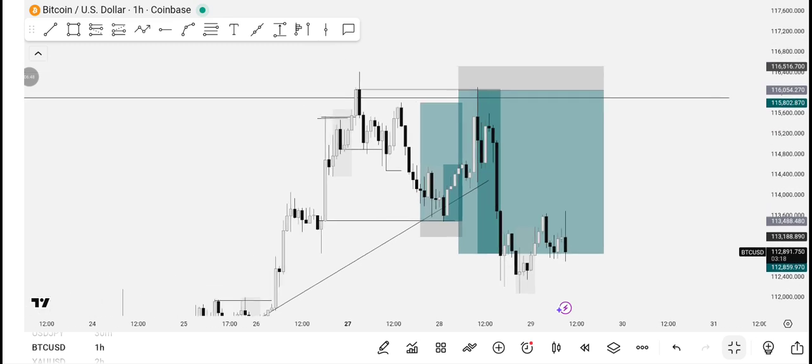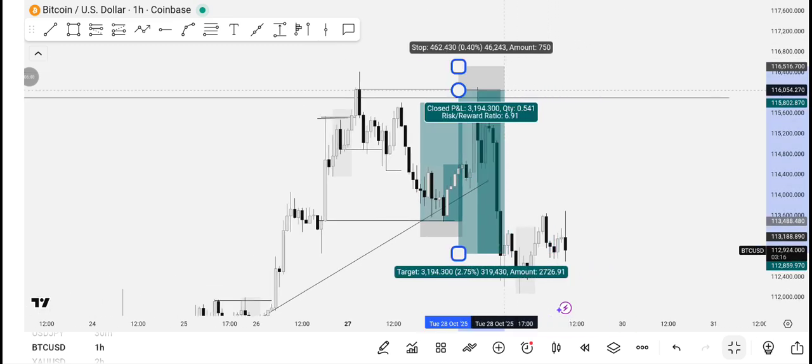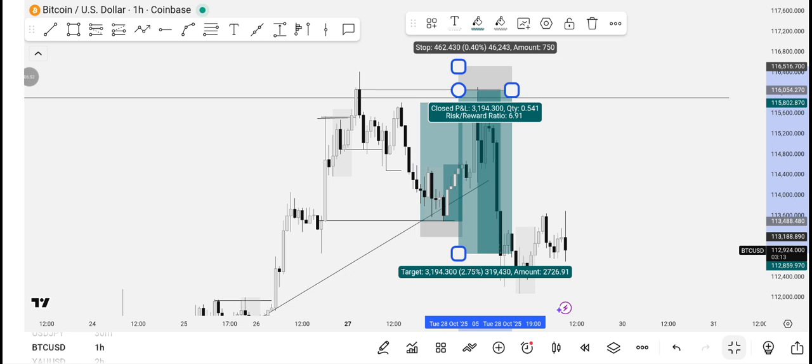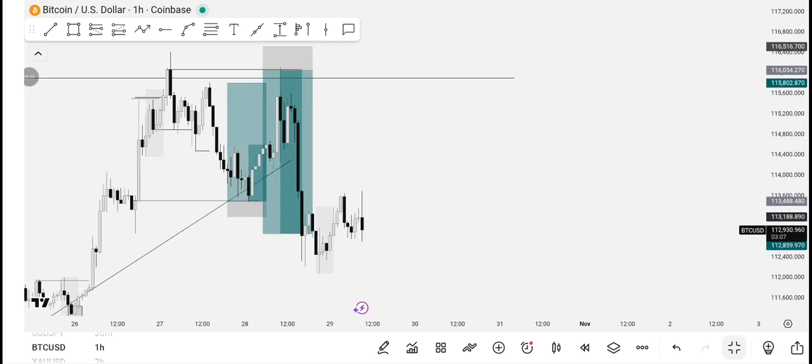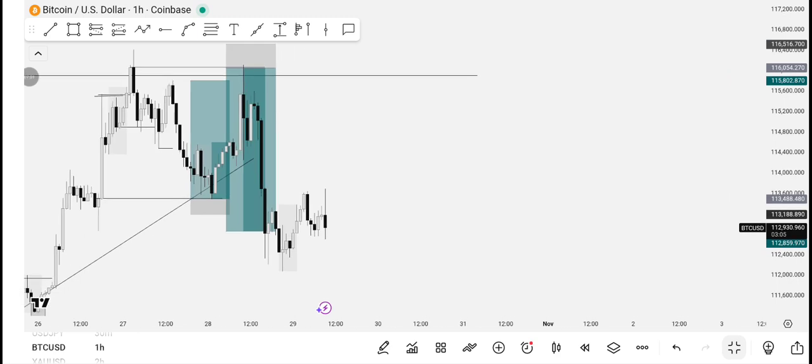So this was how I caught a 6 risk reward trade on BTC sell and a 7 risk reward trade on BTC buy, using the structural liquidity key level.